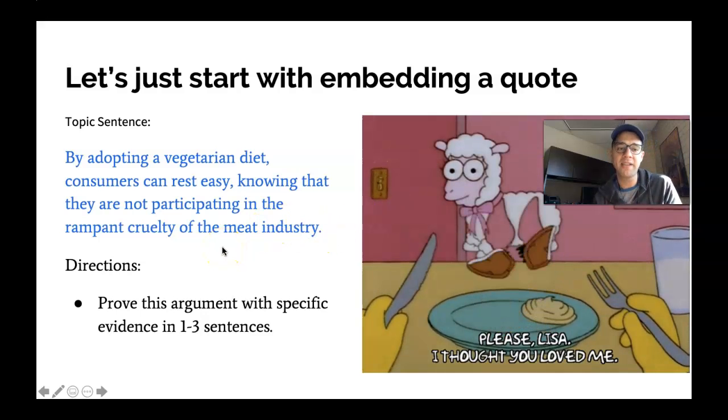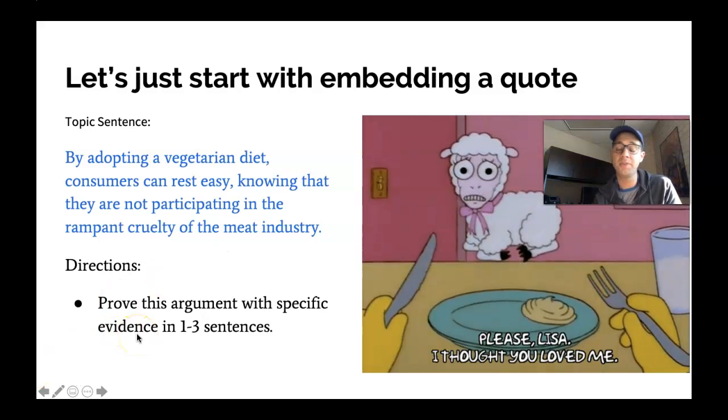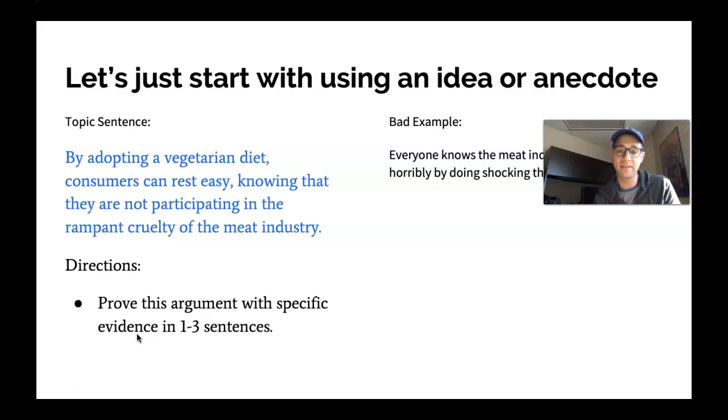By adopting a vegetarian diet, consumers can rest easy knowing that they are not participating in the rampant cruelty of the meat industry. Now, for my evidence, I want to prove this argument with specific evidence in 1 to 3 sentences. So here's a bad example.